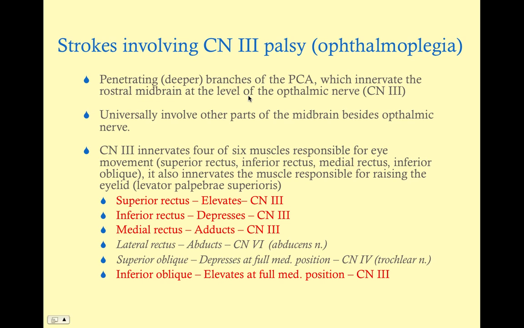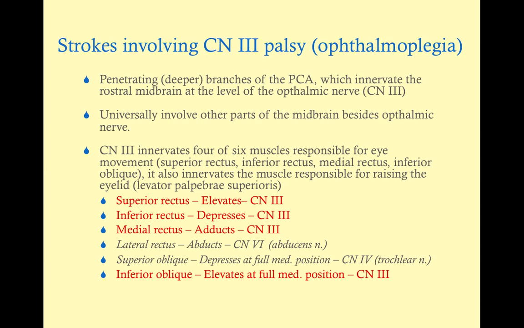Up until now, we've only been talking about strokes to the cerebrum. Now we're going to talk about strokes to the midbrain. And these are both strokes that happen at the level of the oculomotor nerve. Okay, so the oculomotor nerve innervates 4 of 6 muscles responsible for eye movement. Remember I said it innervates 3 of 4 important muscles? Well, it innervates 4 of the 6 total muscles.